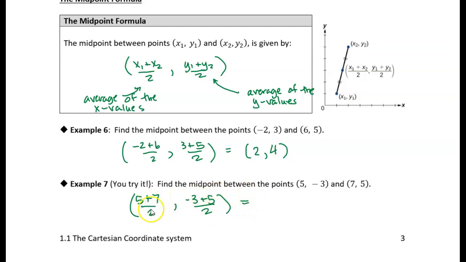Now I'm going to calculate the actual values. So 5 plus 7 is 12, divided by 2 is 6. So the x coordinate of the midpoint is 6. -3 plus 5 is 2, divided by 2, so that's 1. So the midpoint is at 6, 1. That's all there is to it. Now you could plot those and verify to yourself that it really does work.